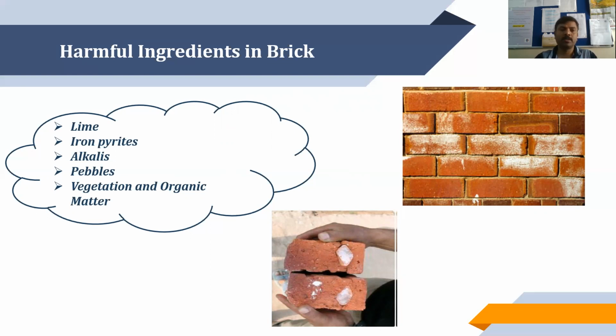Lime was among the good constituents, but it is also considered a harmful ingredient because excess of lime allows the brick to melt. Other harmful ingredients are iron pyrites, alkalis, pebbles, vegetation, and organic matter. When we prepare clay, it should be free from any pebbles, vegetation, and organic matter. What they contribute is harmful. They contribute to efflorescence and can make the brick brittle.